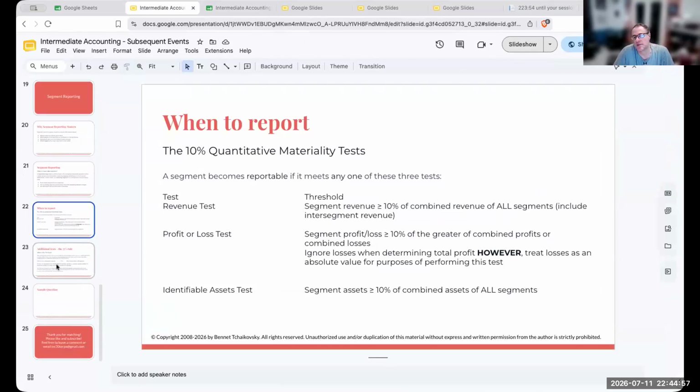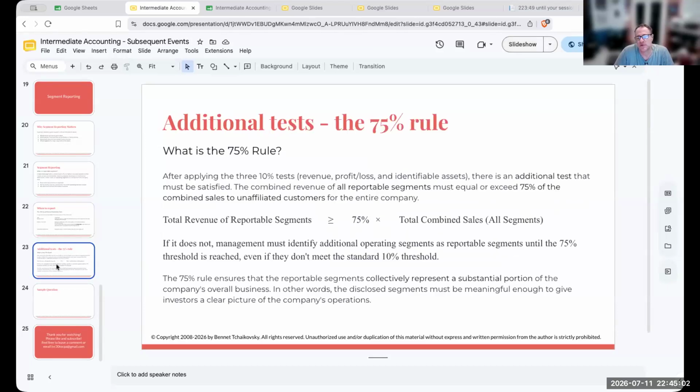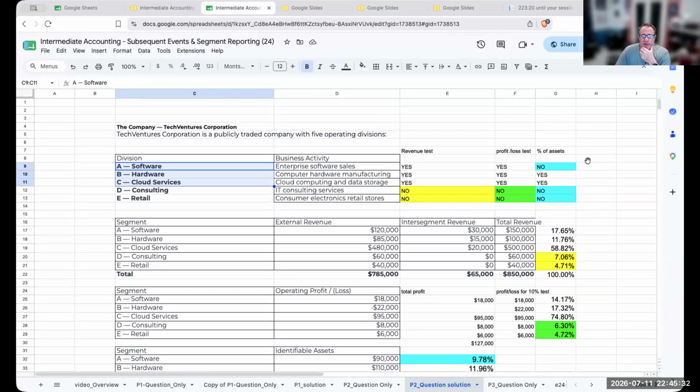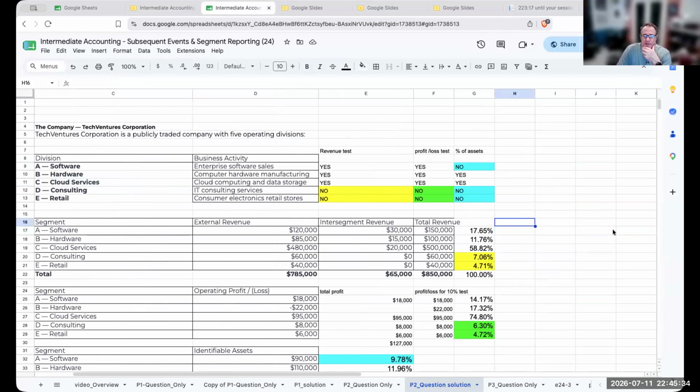Now, there is an additional test that we also have to employ. And this is something called the 75% rule, which is after applying the three tests, revenue, profit or loss, and identifiable assets, there is an additional test that must be satisfied. The combined revenue of all reportable segments must equal or exceed 75% of the combined sales to unaffiliated customers for the entire company. So what we need to do now is go here and look at this for our 75% test.